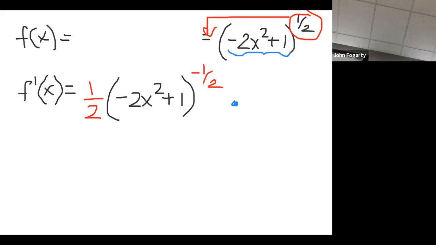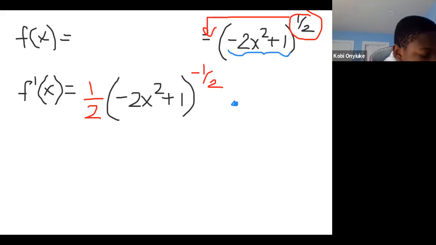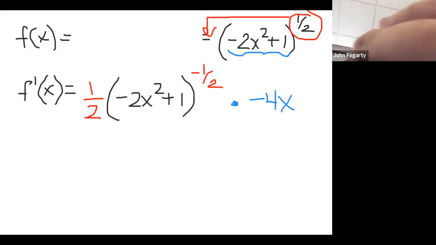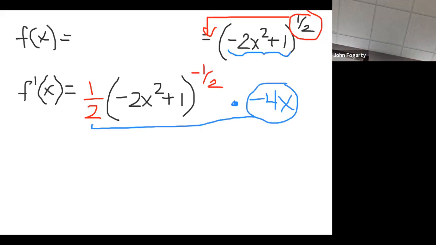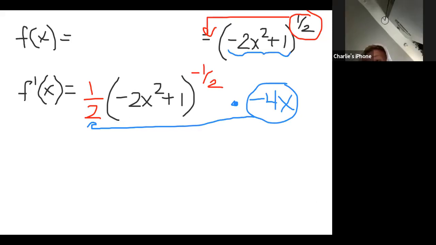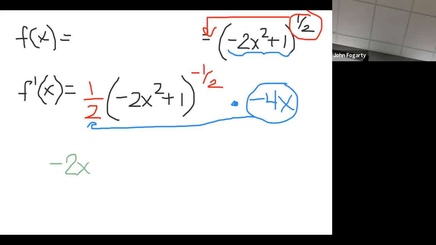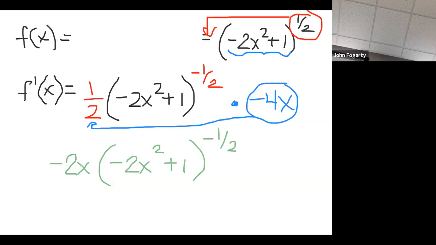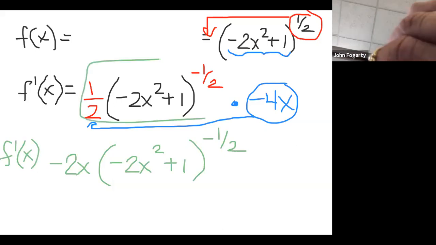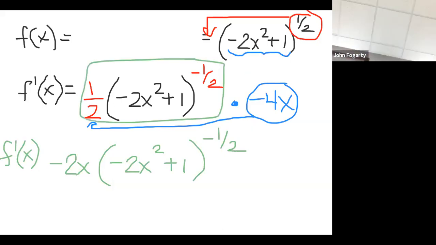What do you got? Negative 4x. Beautiful. And now you can just take this and multiply it by that. What's a -4 times a half? Negative 2x. And don't forget the x times -2x squared plus 1 to the -1/2. And that's what f prime is. Take the derivative of the outer and multiply it by the derivative of the inner. All right?